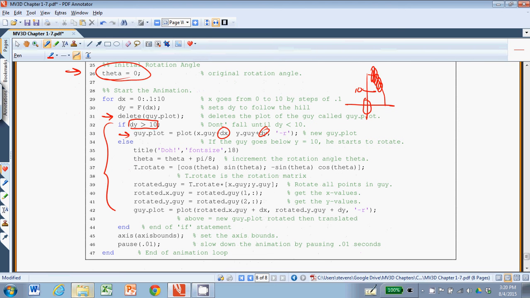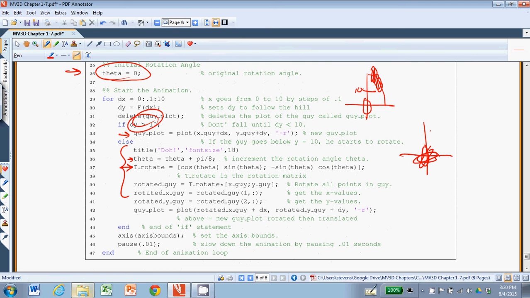If dy is not greater than 10, that means dy is less than or equal to 10, which means I'm down here. Alright? Okay, and so if that's the case, I'm going to increment theta by pi over 8. That means that this character will get rotated by theta. Whatever it is, it'll keep rotating by pi over 8.